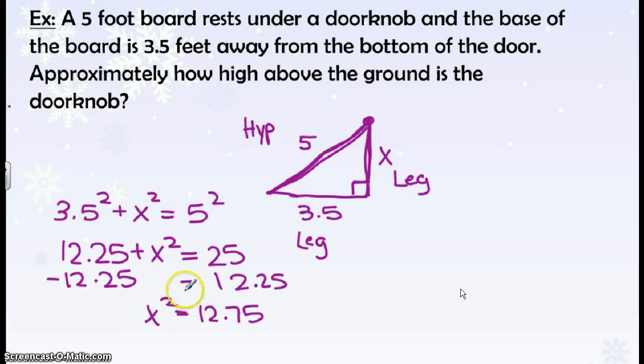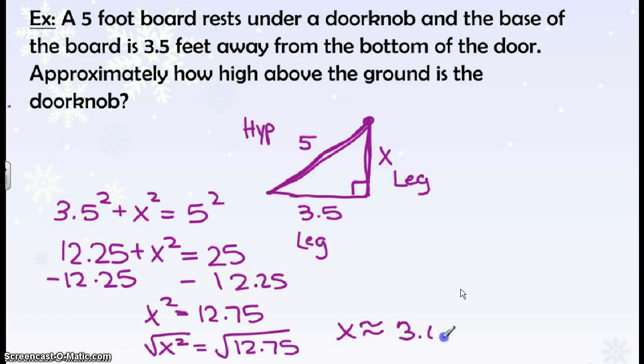And then how do I undo a square again? Take the square root. That's right. So I'm going to square root both sides. So I have the square root of x squared equals the square root of 12.75. And I get that x is approximately 3.6 feet. Now, how do I know whether it's approximate or an exact value?